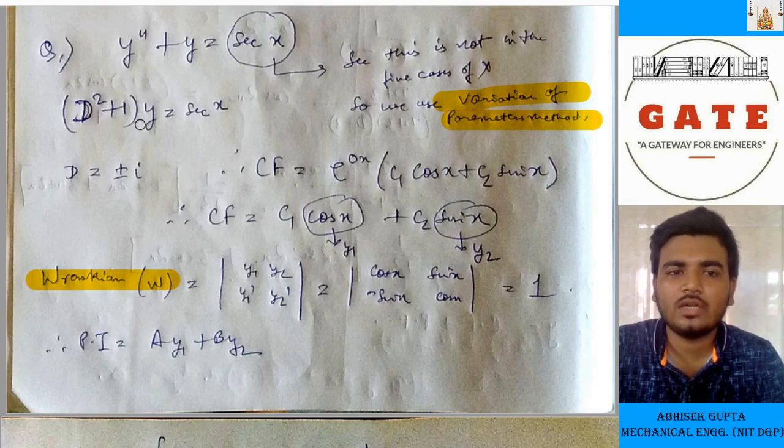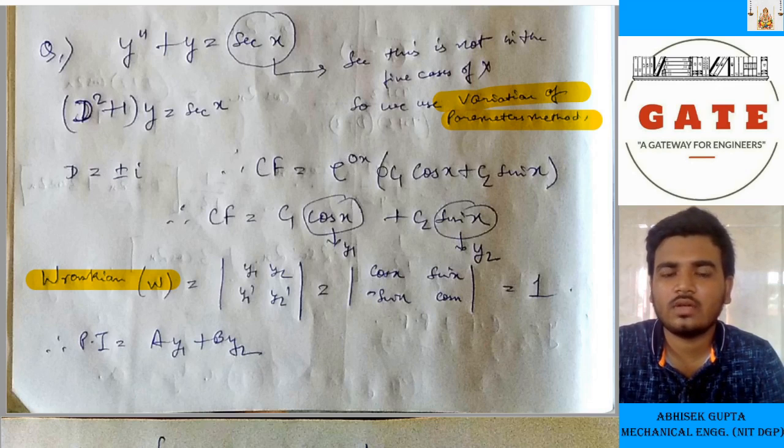So (D² + 1) y = sec x. So we get D = ±i, the imaginary. Here the complementary function is e^(αx), where alpha is 0. So e^(0x) (c1 cos x + c2 sin x). CF, the complementary function, is c1 cos x + c2 sin x.